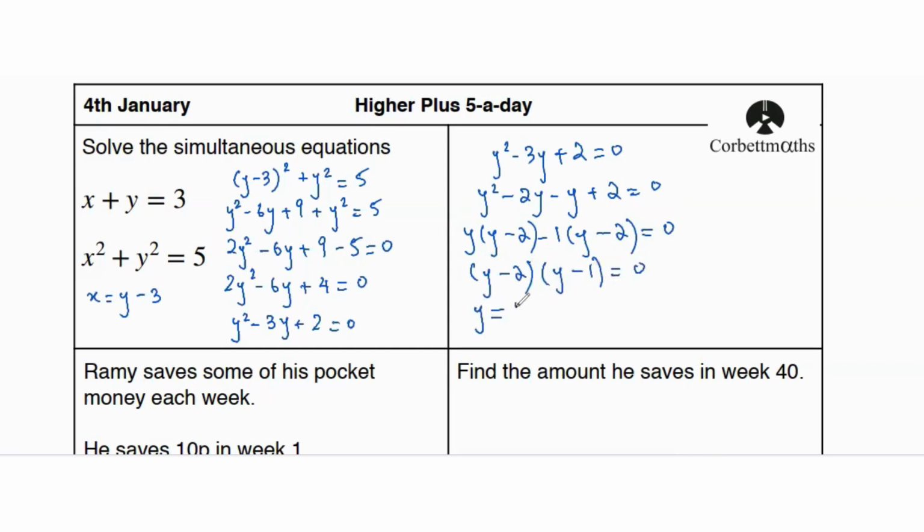One value of y is 2 and the other is 1. So now for the corresponding x values, x is y minus 3. So if y is 2, x is 2 minus 3, that's going to be negative 1. And if y is 1, x is 1 minus 3, that's going to be negative 2. So when x is negative 1, y is 2. When x is negative 2, y is 1.